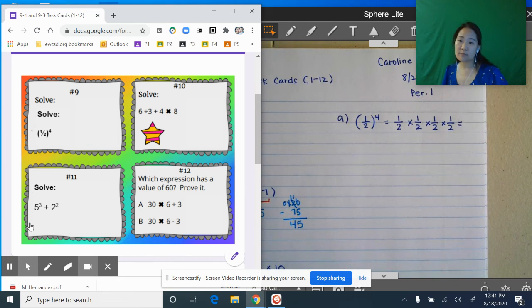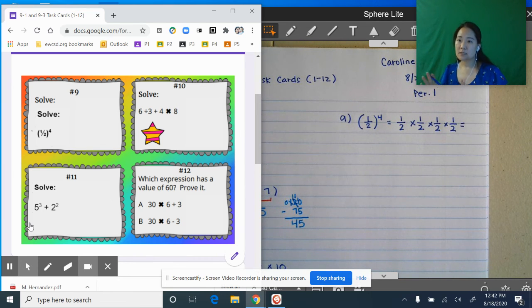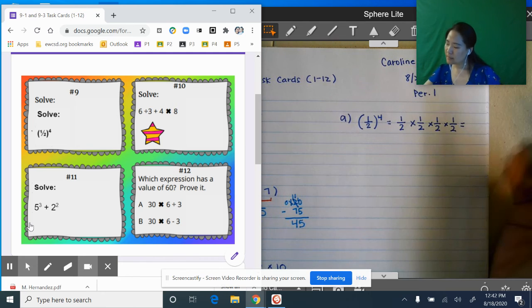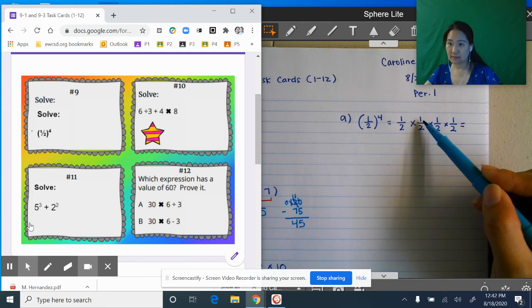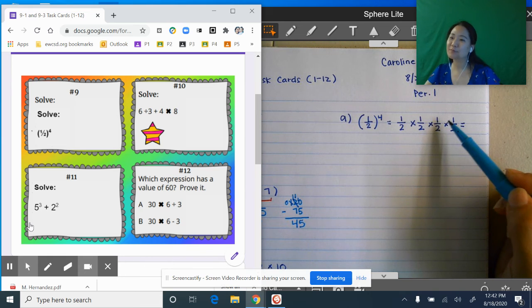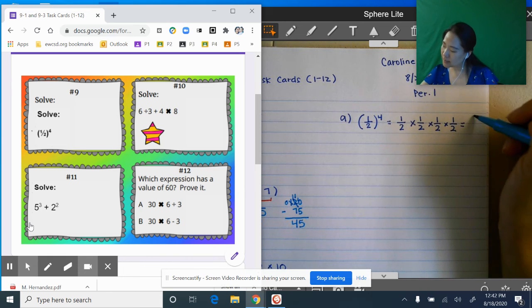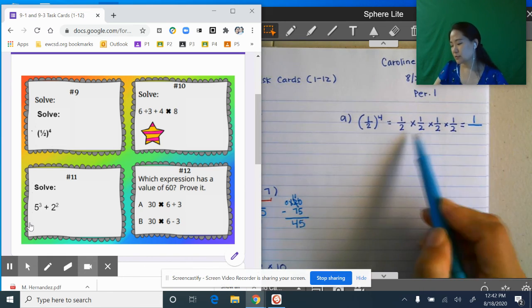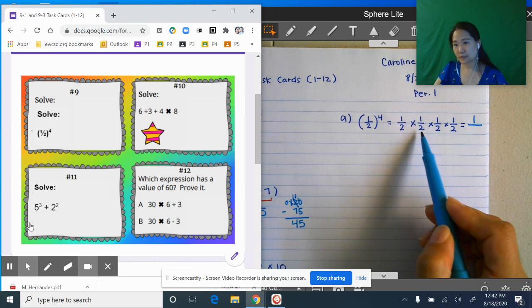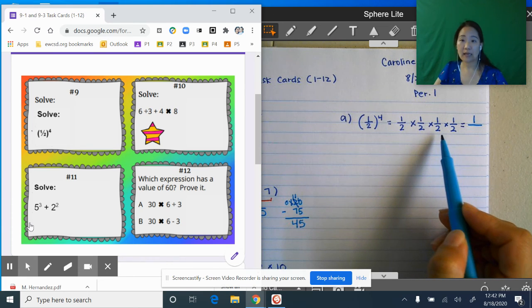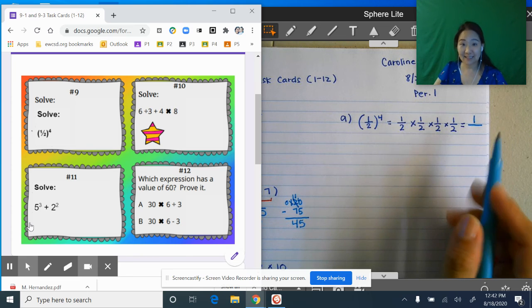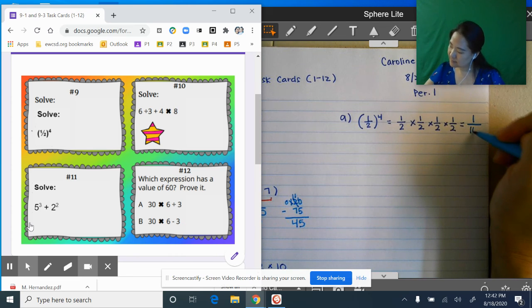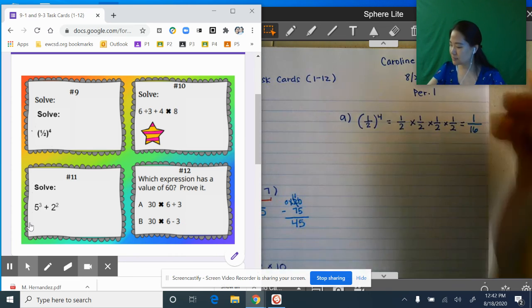Okay, now I'm going to solve it using 2 different methods. So the first method I'm going to take is this. Since you know that when you're multiplying fractions, you just multiply the numerators and multiply the denominators, you can do that and you'll get this answer. 1 times 1 is 1, times 1 is 1, times 1 is 1. 1 over 2 times 2 is 4, 4 times 2 is 8, 8 times 2 is 16, and then that will be the answer.